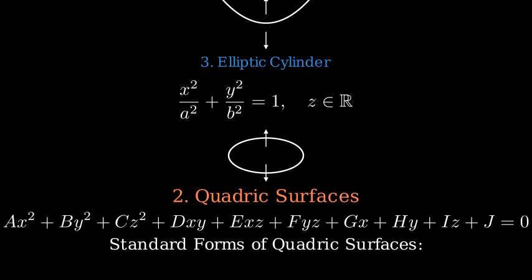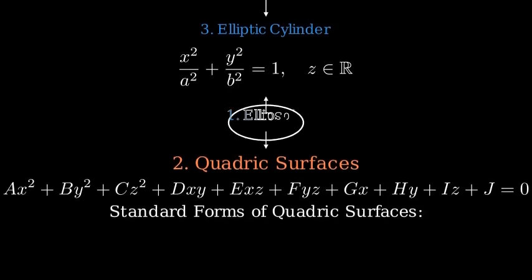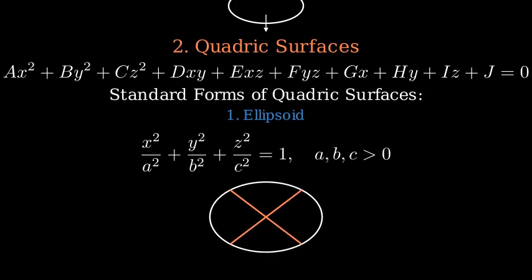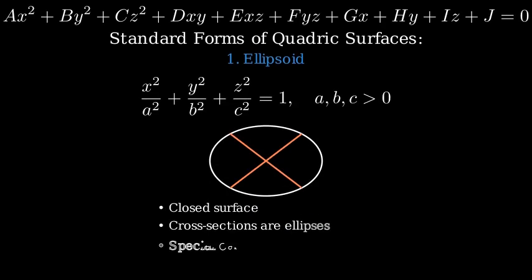The first quadratic surface is the ellipsoid. An ellipsoid has the standard equation x squared over a squared plus y squared over b squared plus z squared over c squared equals 1, where a, b, and c are positive numbers. An ellipsoid is a closed surface, similar to a stretched or compressed sphere. All cross-sections by planes through the origin are ellipses, or circles if two axes have equal lengths. If a equals b equals c, we get a sphere.